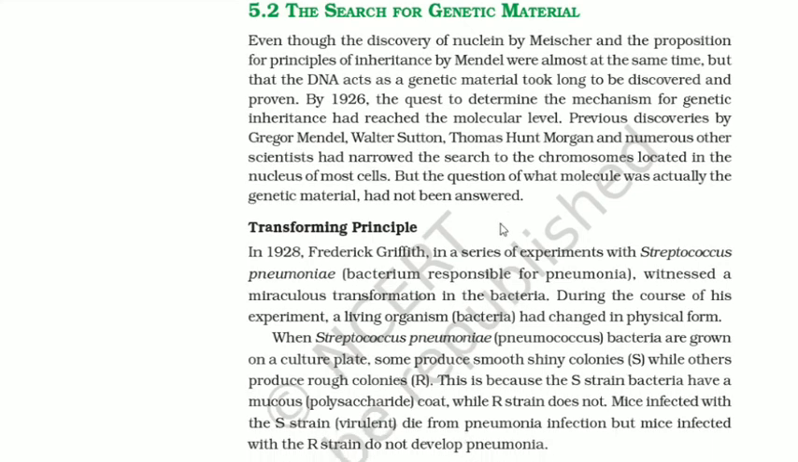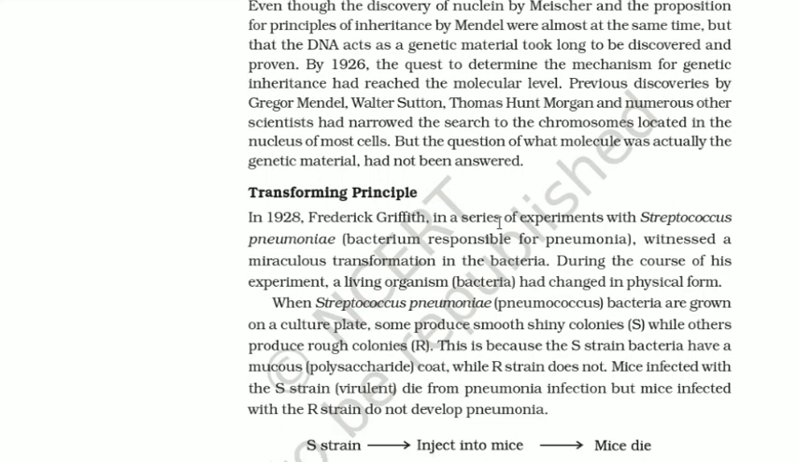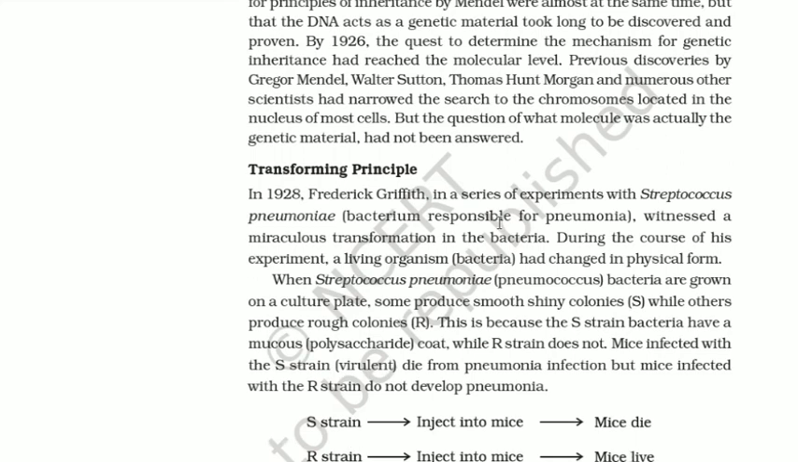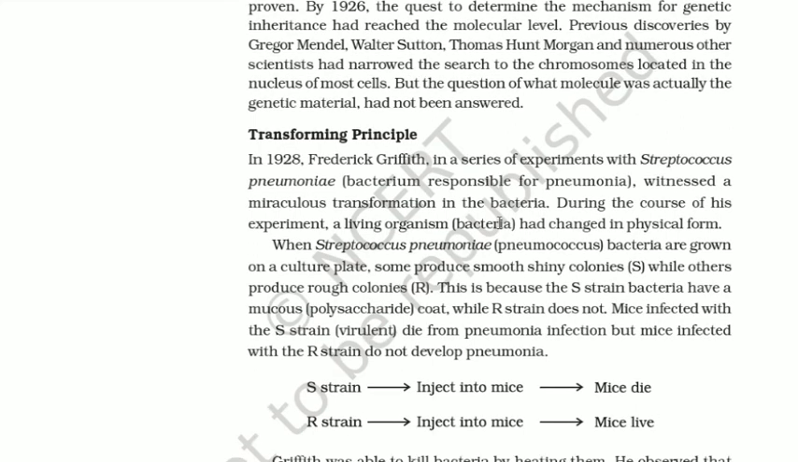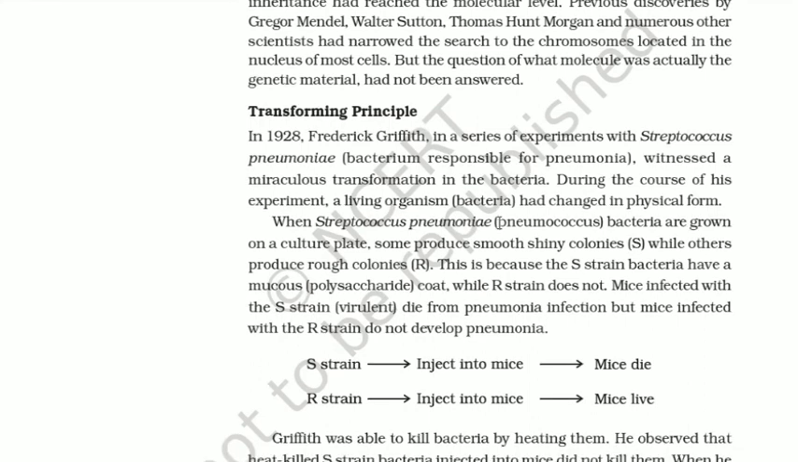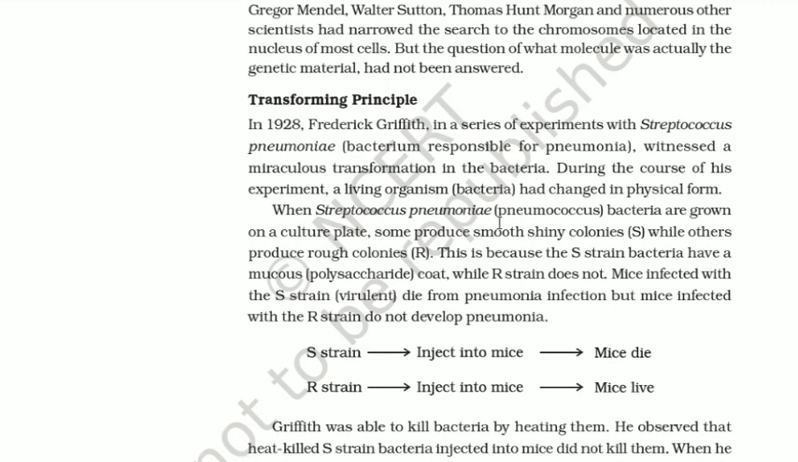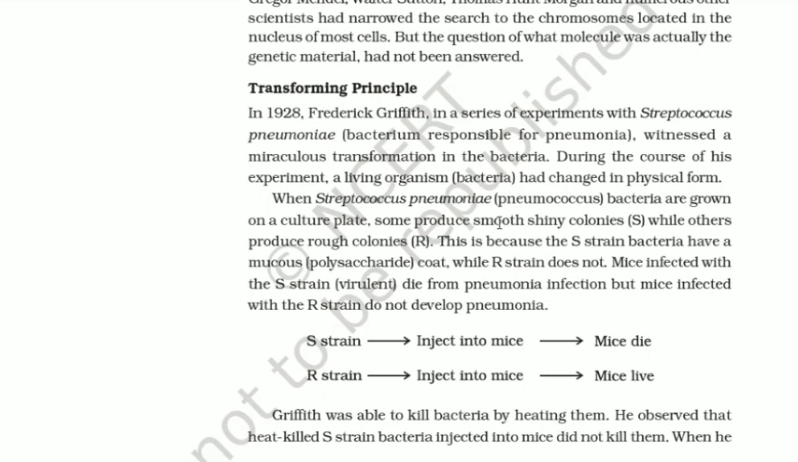Even though the discovery of nuclein by Miescher and the proposition for principles of inheritance by Mendel were almost at the same time, the fact that DNA acts as genetic material took long to be discovered and proven. By 1926, the quest to determine the mechanism for genetic inheritance had reached the molecular level. Previous discoveries by Gregor Mendel, Walter Sutton, Thomas Hunt Morgan, and numerous other scientists had narrowed the search to the chromosomes located in the nucleus of most cells. But the question of what molecule was actually the genetic material had not been answered.